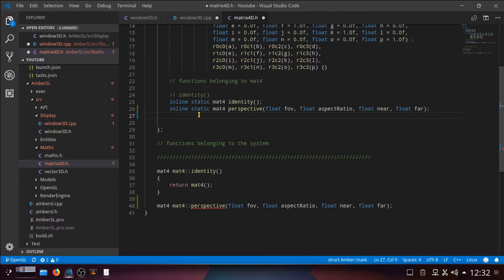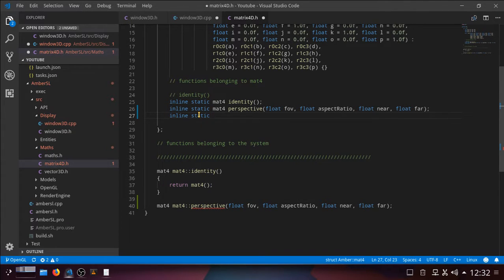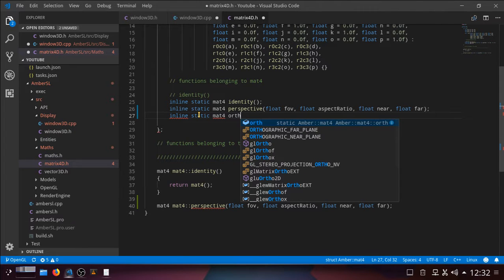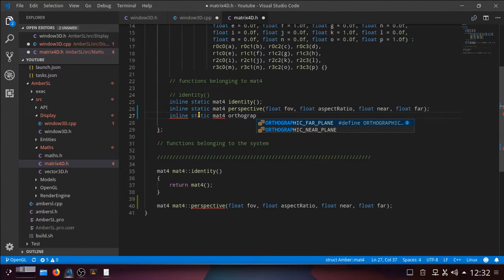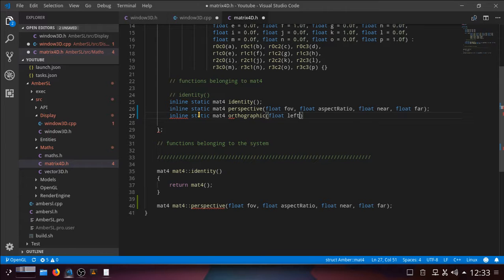It was an inline static, I'm guessing. And it's definitely a mat4. We decided on that bit. This was called, oh no, orthographic. So let's pop this one up. This wants, yeah, float left. Float, yeah, no, it's silly, isn't it?